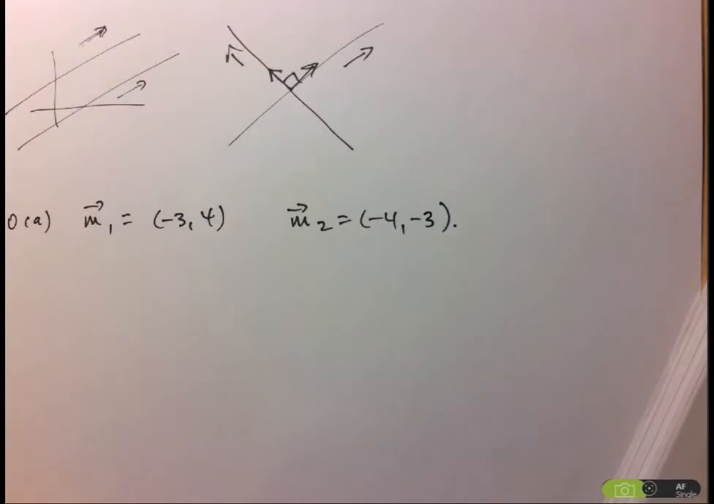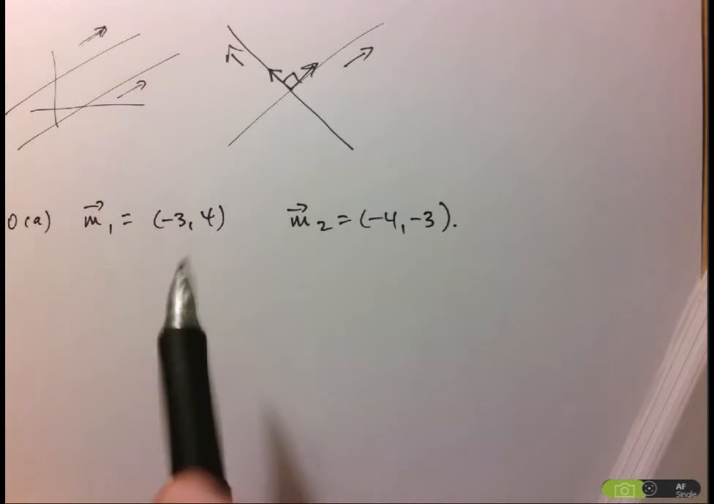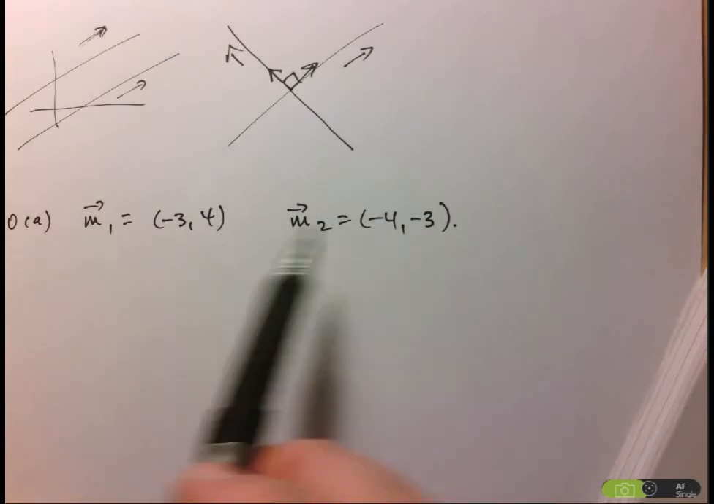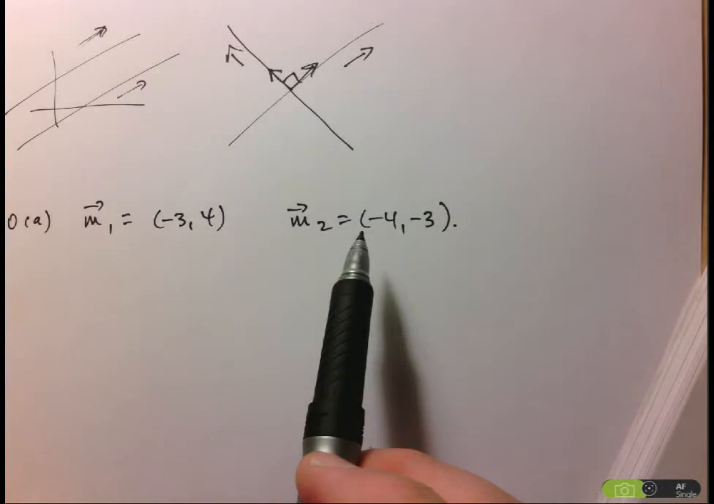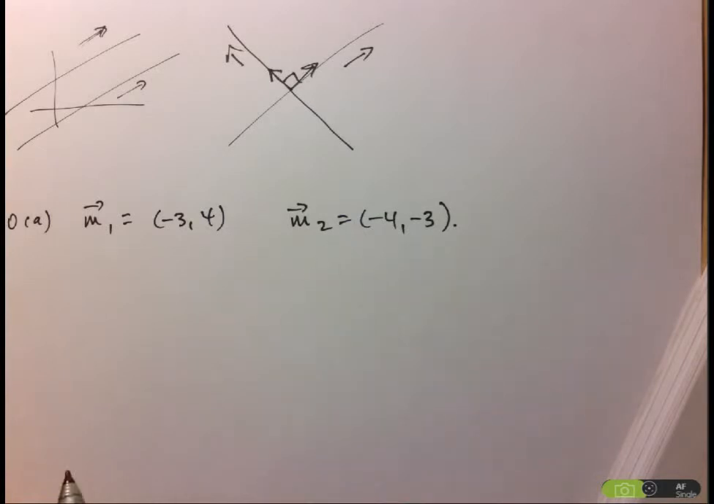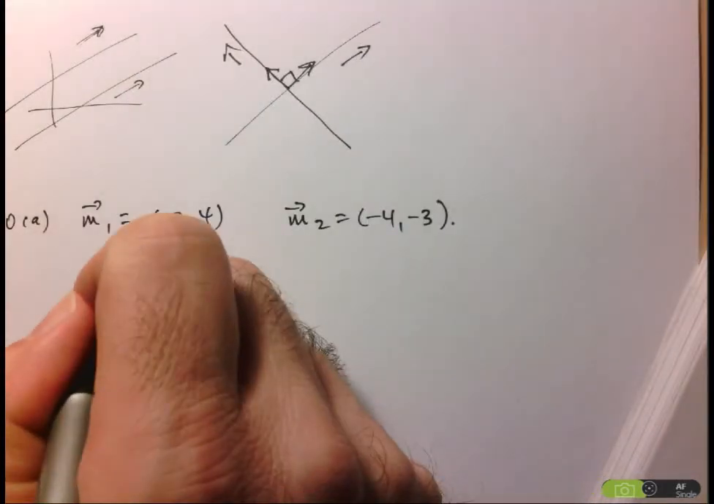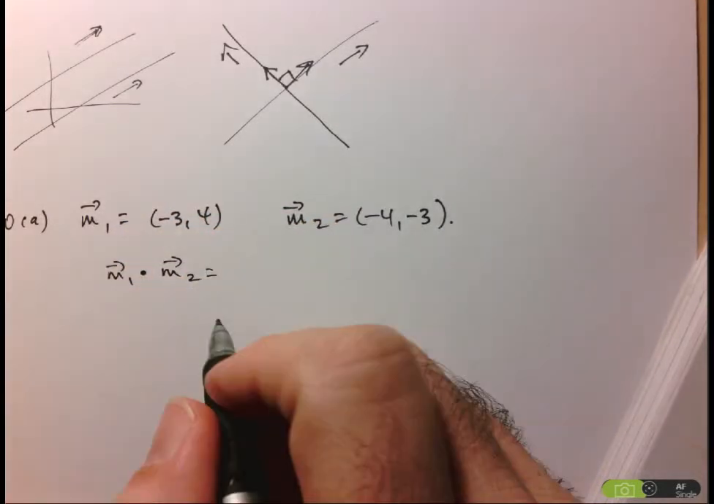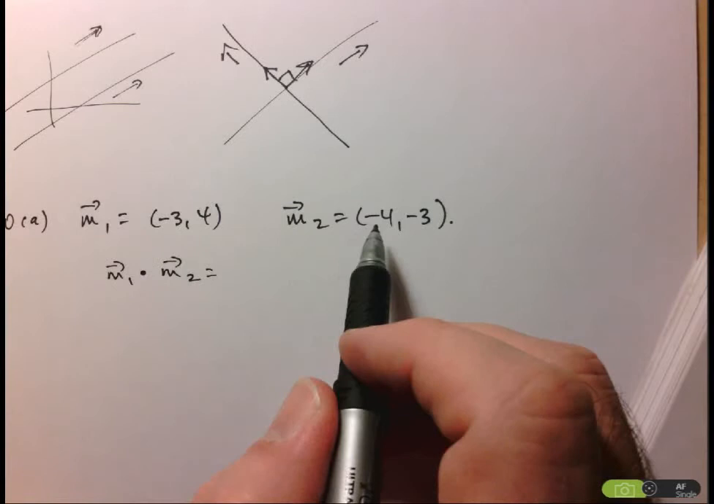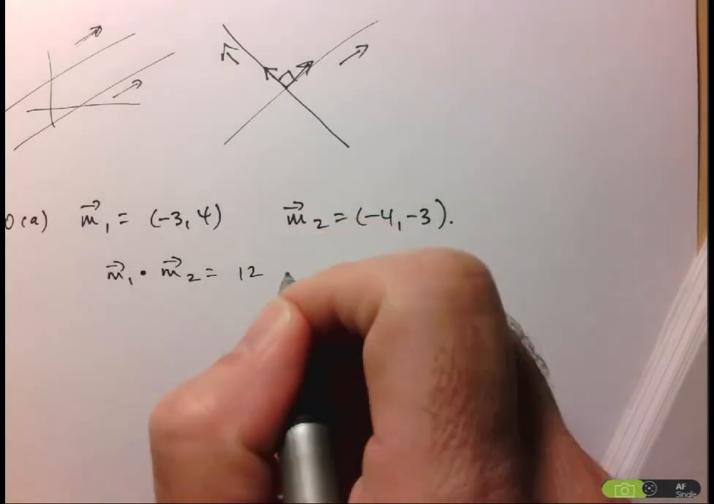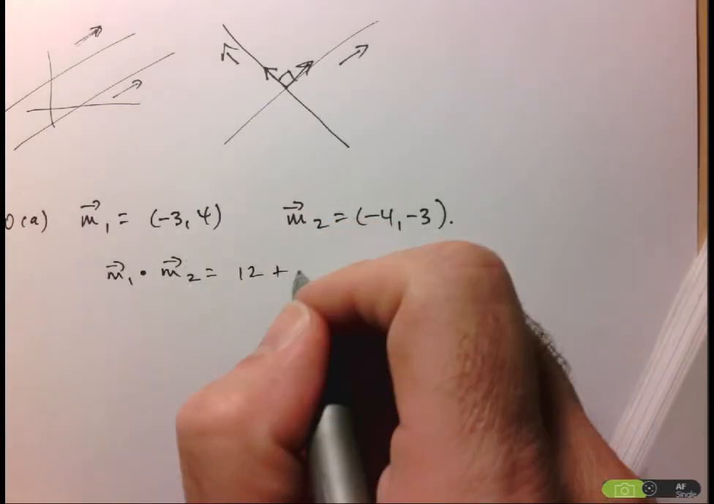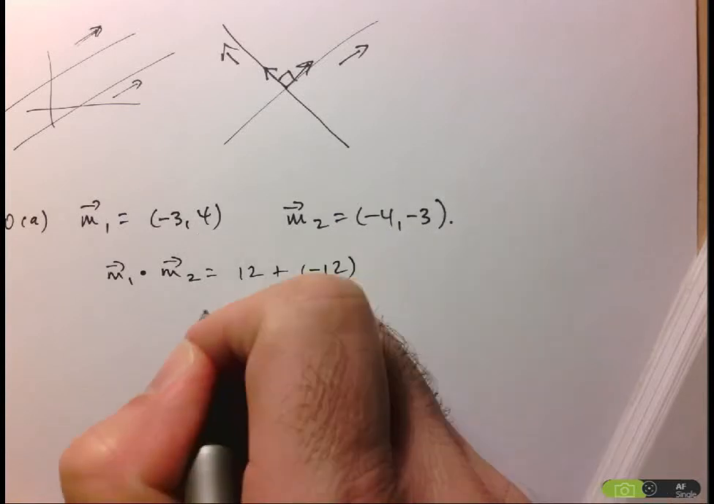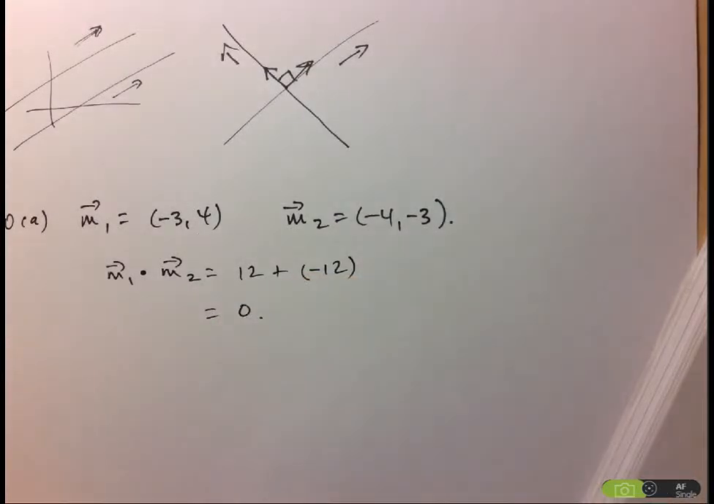Here, clearly they're not scalar multiples of each other, so these two cannot be parallel. But if we take the dot product, let's see if it gives us 0. We have -3 times -4, which is +12, plus 4 times -3, which is -12, and that's equal to 0.